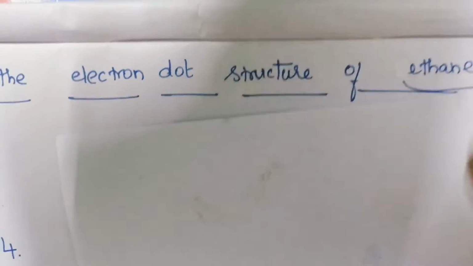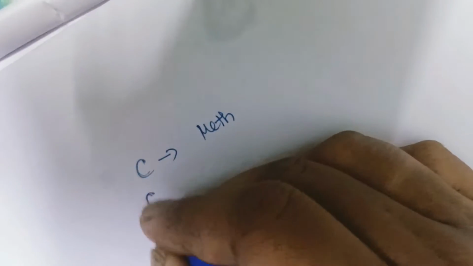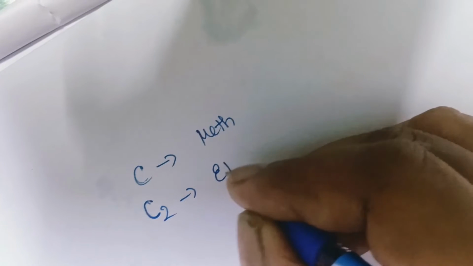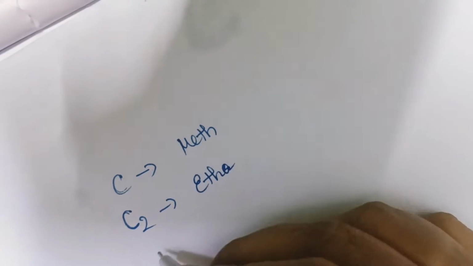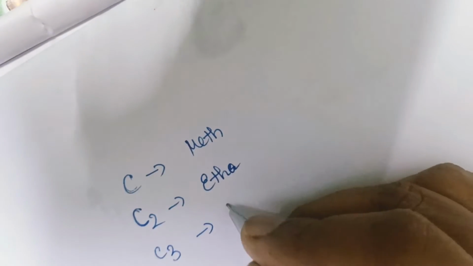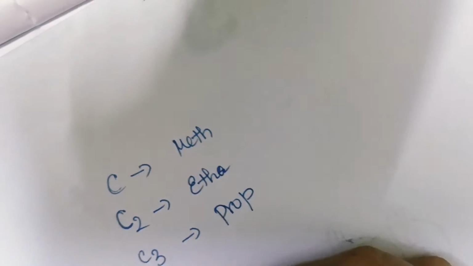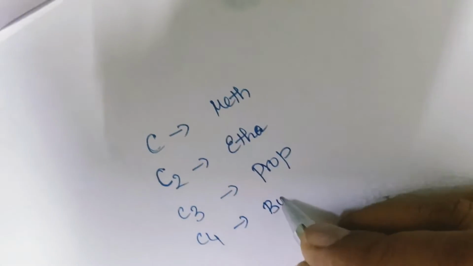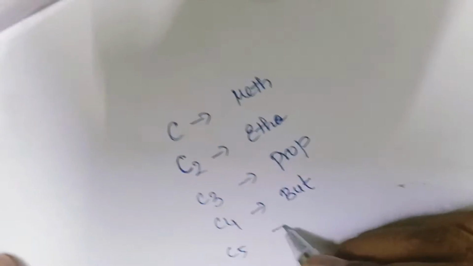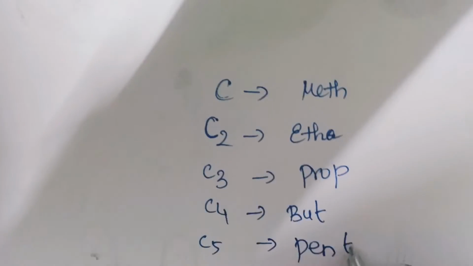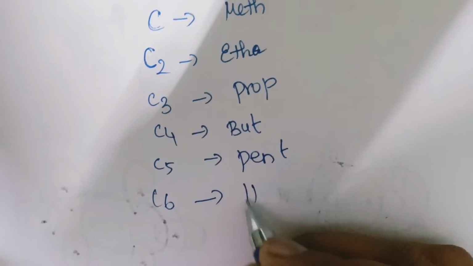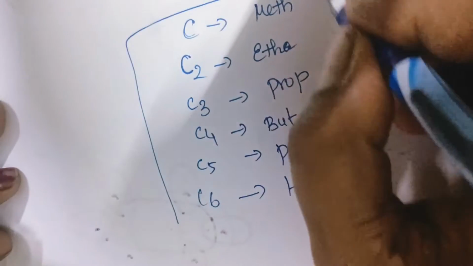If the compound contains 1 carbon, it is called meth, M-E-T-H. If there are 2 carbons, it is called eth, E-T-H. 3 carbons is prop. 4 carbons is but. 5 carbons is pent. 6 carbons is hex. You have to learn this by heart.